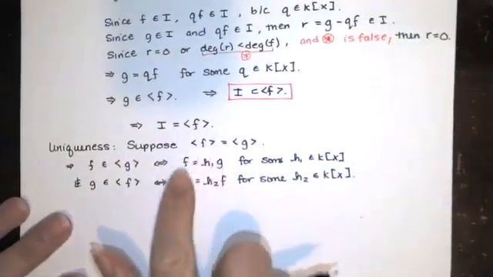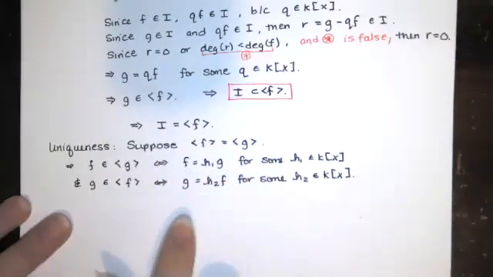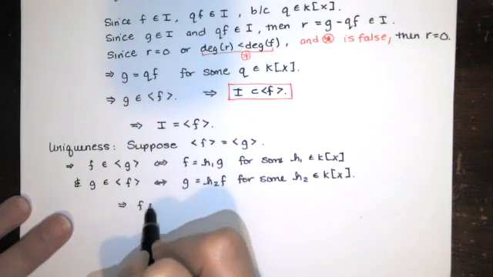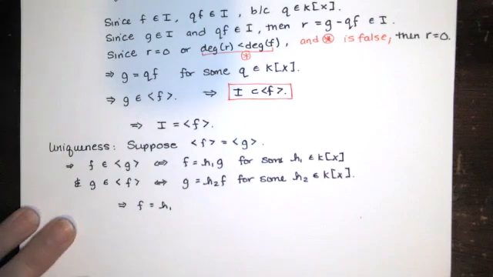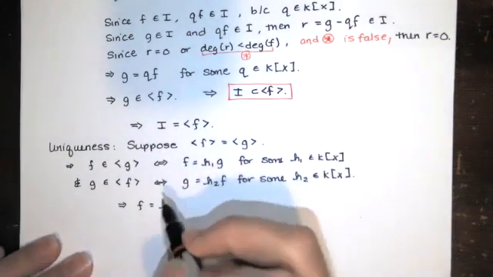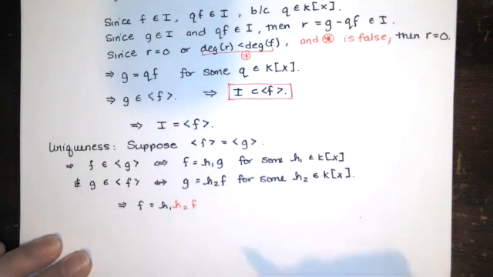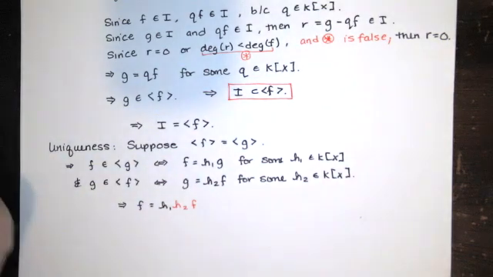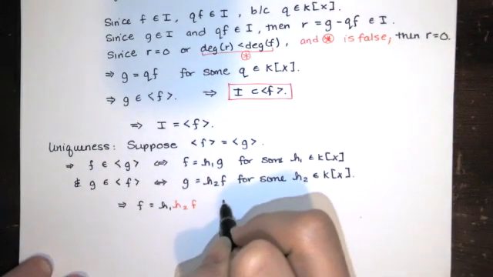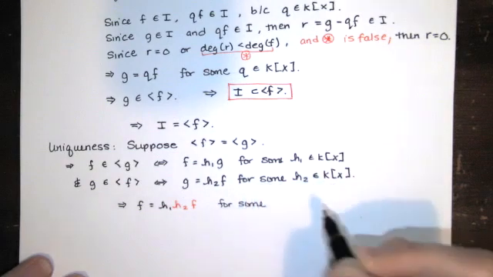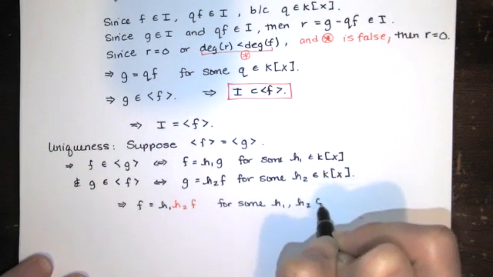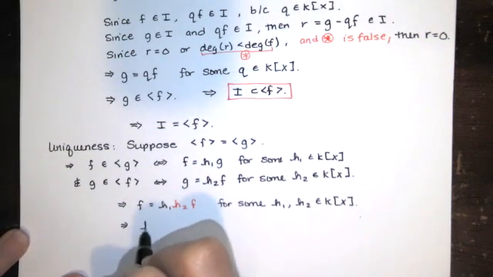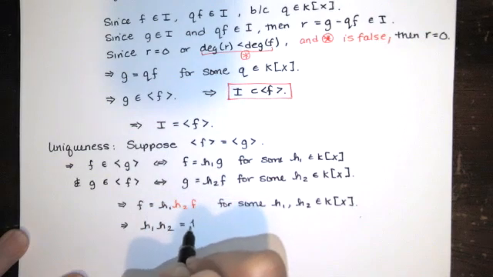Well, if you combine these two, then you can write it as an equation involving only f. So if I take this top equation and I replace the g with what we have on the right-hand side of the bottom equation, we see that f is equal to this polynomial times f. Now, the only way that happens is if the product of those two polynomials is 1.